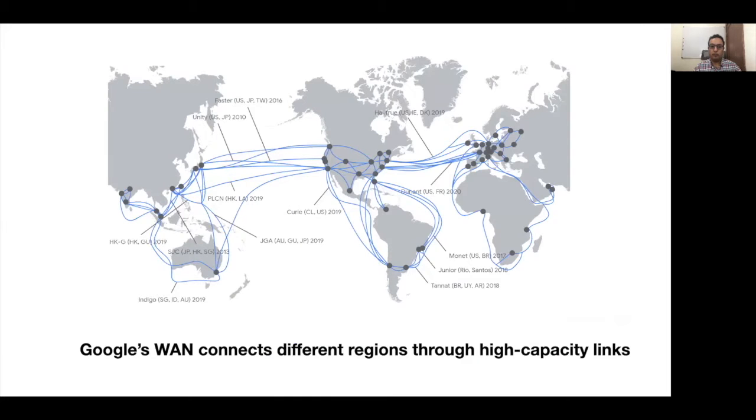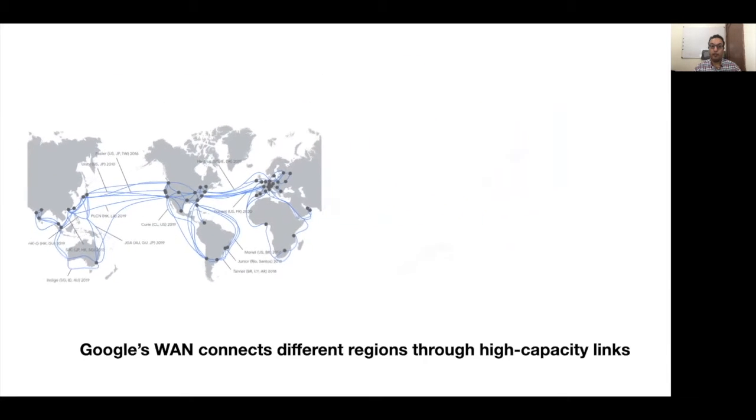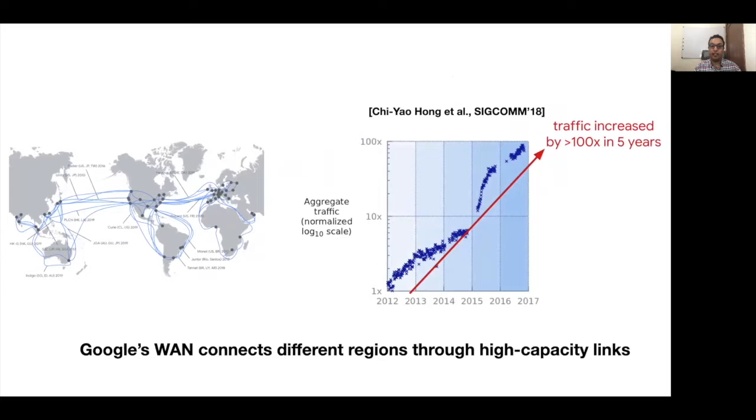Let me start by providing some context. Cloud service providers are investing in high-capacity WANs to connect their data centers. For example, this picture shows some of the links comprising Google's WAN. The dates on the links show how rapidly the network has been growing. The growth in the infrastructure is motivated by the exponential growth in traffic demand.